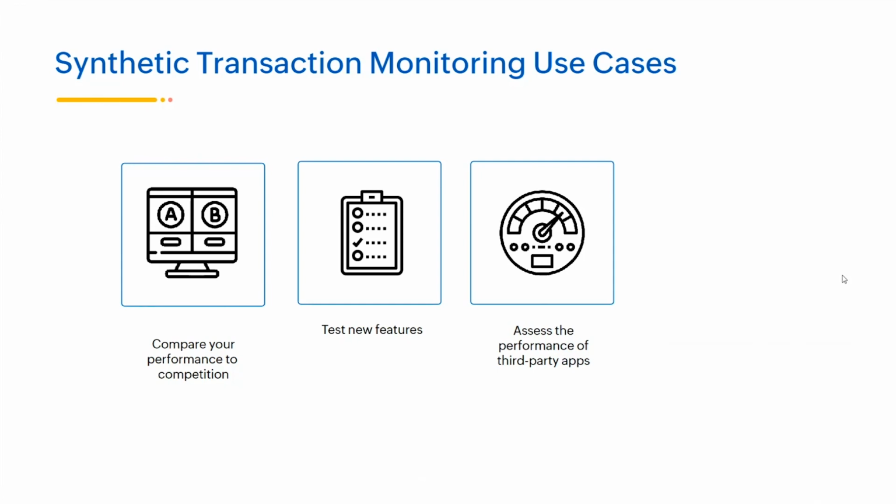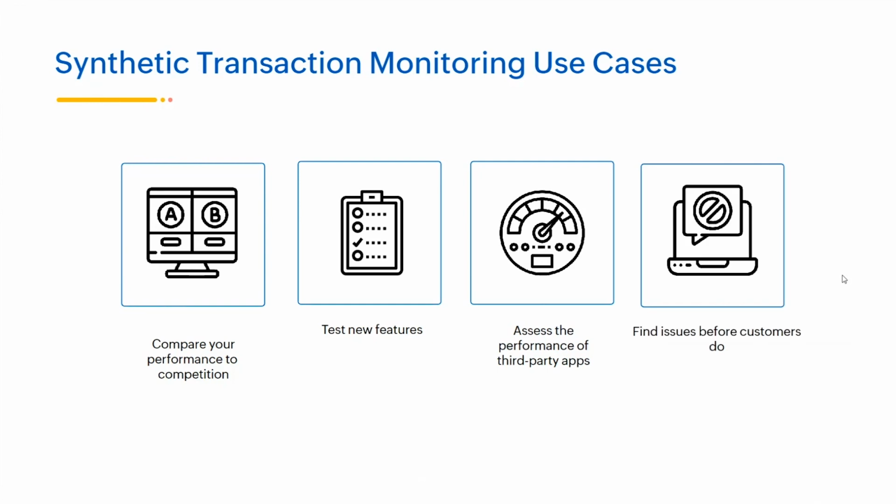You can monitor the steps which you have performed, and you can see the page load time for each of the steps. By monitoring these steps, you can assess the performance of third-party apps. Say, if the transaction time of a certain element is slower than usual, you can deduce that the performance of the third-party app is kind of slow. And also, you can find issues before your customers do.